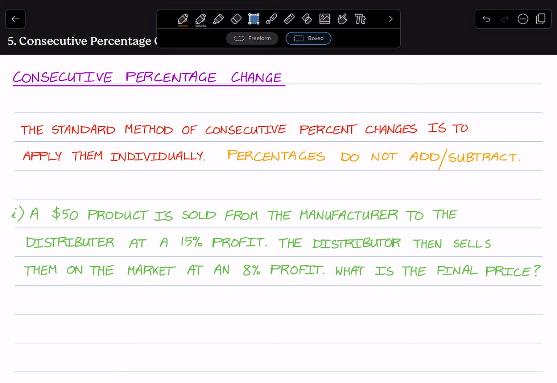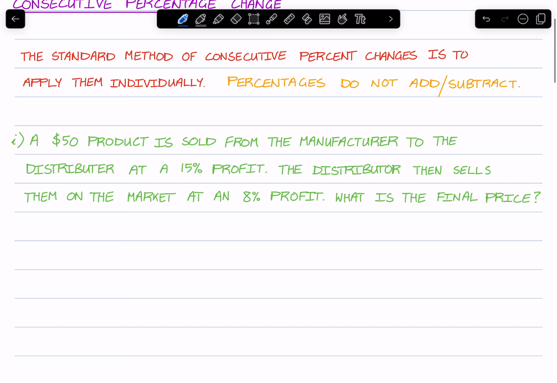Hello class, this is a video tutorial on consecutive percentage changes. The standard method of consecutive percentage changes is to apply them individually. Please note that percentages do not add or subtract. I'll demonstrate in this first example.